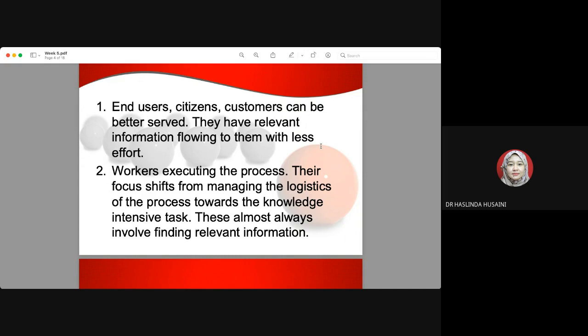ataupun maklumat tu mungkin ada dalam web, tetapi due to the complexity of the navigation, sometimes the user fail to access, to look for the maklumat needed, okay? It is due to the, orang kata, complexity. Cara penyusunan mereka tu yang complex. Kedua, workers executing the process.